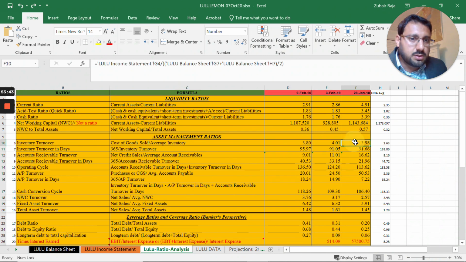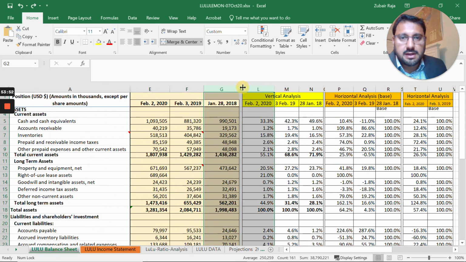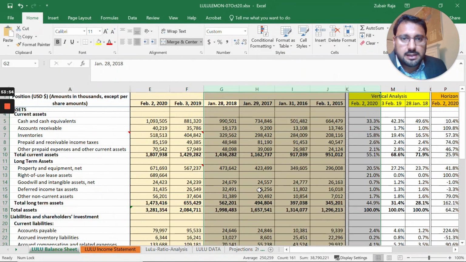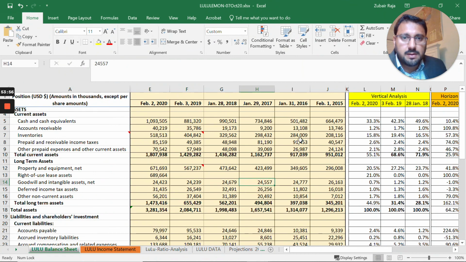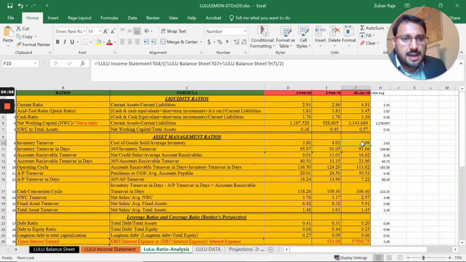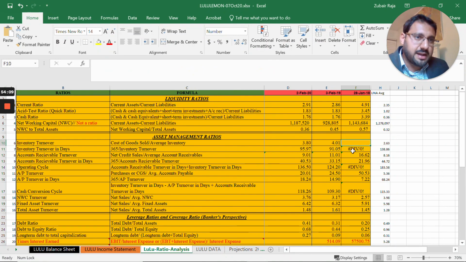Now, in order to calculate the oldest year, you need to have the previous number from 2017. And actually I have the 2017 number. If I unhide, I can show you that I have downloaded the previous numbers as well. But if you do not have the previous numbers, you can simply leave this one as it is. Keep it blank. It's better if you can do it, but if you can't, it's fine.